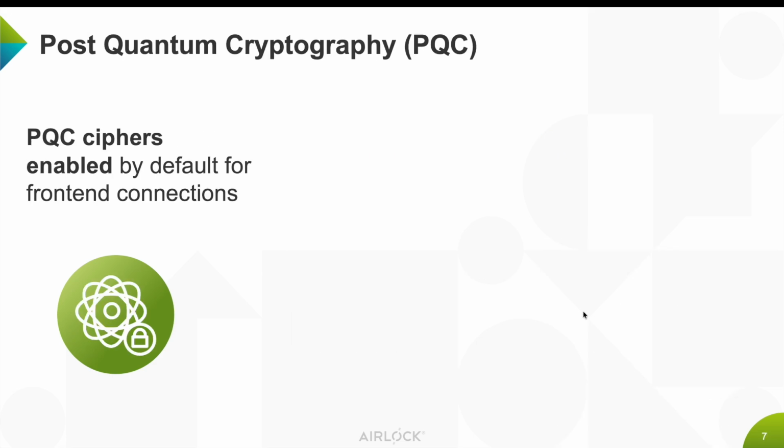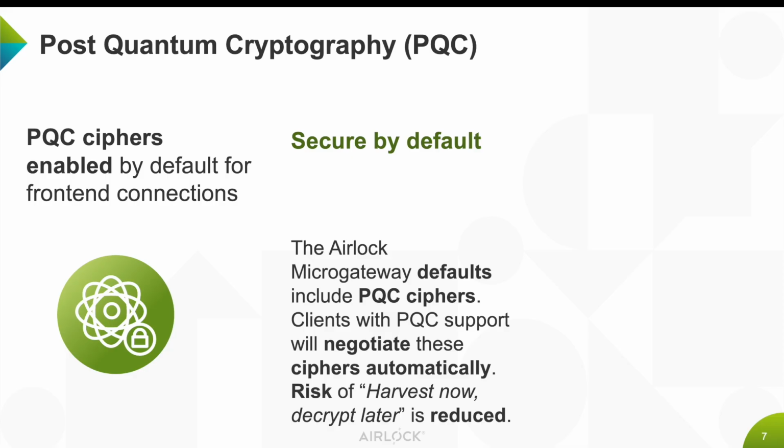Post-quantum cryptography algorithms are now available to all our Microgateway customers. We follow the principle of secure by default, which is why the new ciphers are enabled in Microgateway for front-end connections. These new ciphers will be negotiated automatically if a client supports them. This way, the risk of harvest now, decrypt later is reduced. The new ciphers are by default active for front-end connections and can be enabled for back-end connections as well.